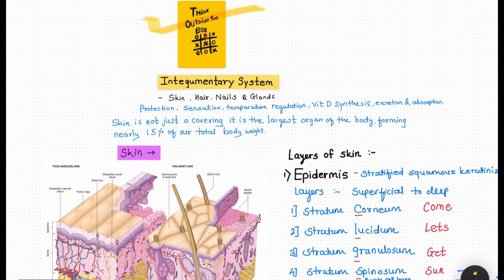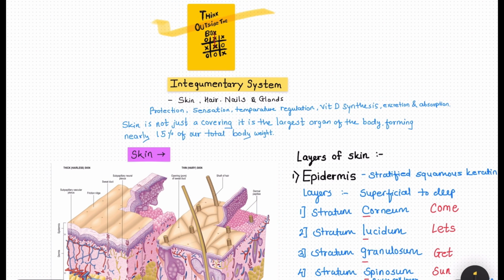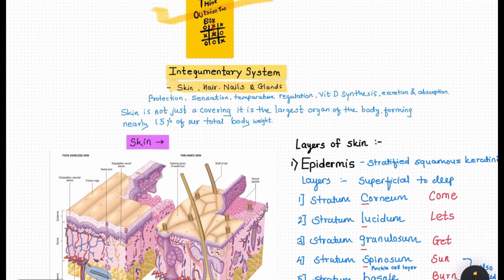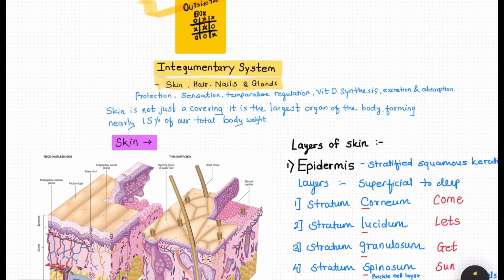Let's start with the main topic. It is integumentary system. It includes skin, hair, nails and glands, okay, are the components of integumentary system. So what is its function? Its function is protection, sensation, temperature regulation, vitamin D synthesis, excretion and absorption.